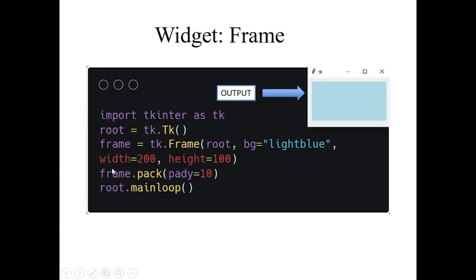Let's see the output. This is the output. This is the frame, the background color, and the position from the y.